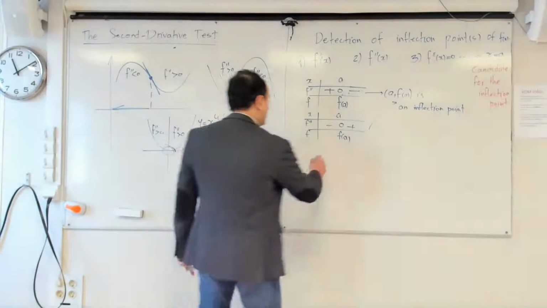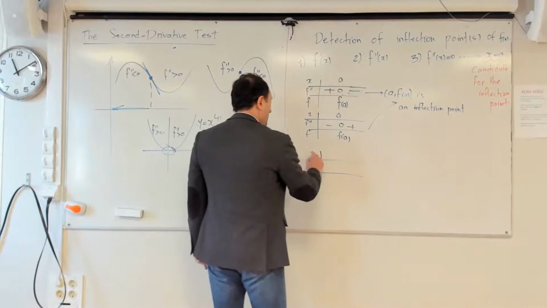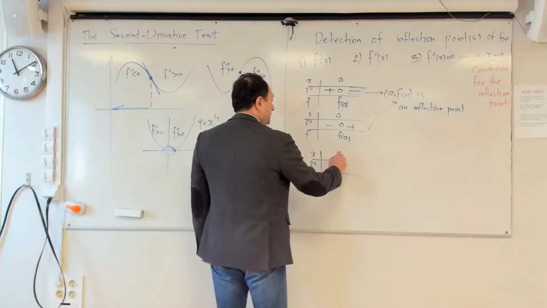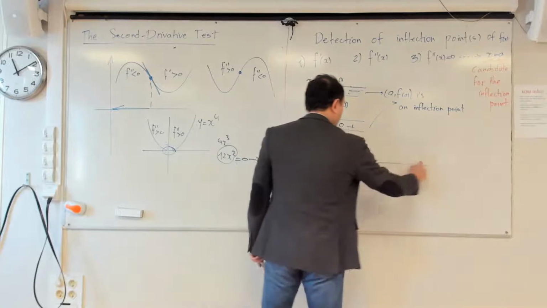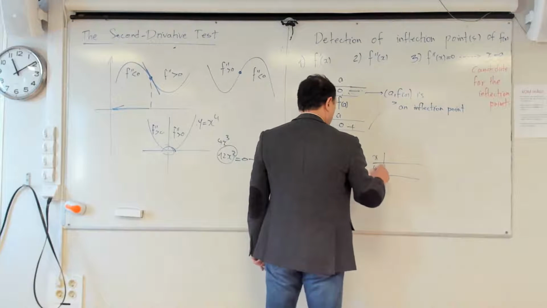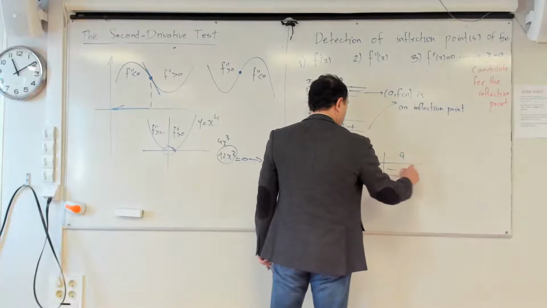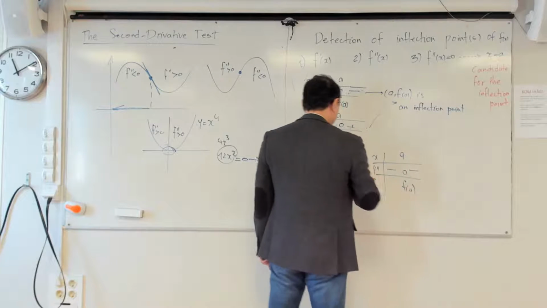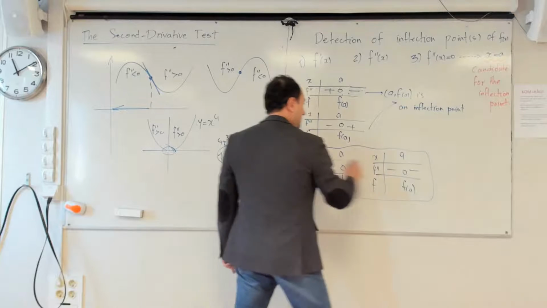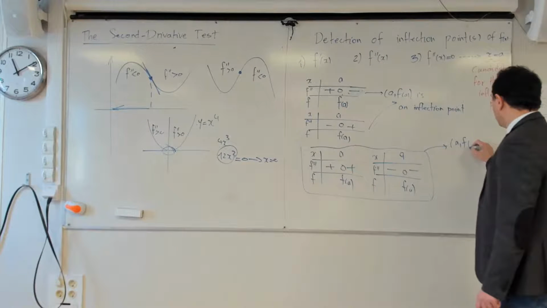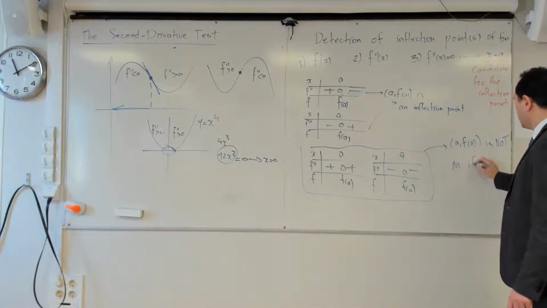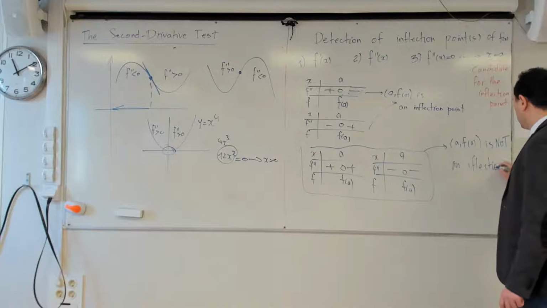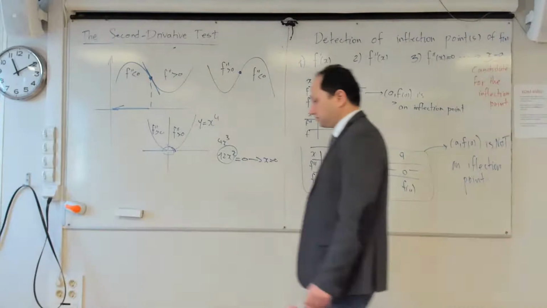Okay, so let me just do that. So I have x, f double prime, f, a, 0, positive, positive, f of a, or I have this table, x, f double prime, f, a, 0, negative, negative, f of a. And from these two situations, a and f of a is not an inflection point. Yes?